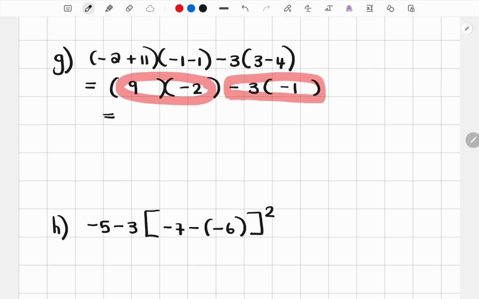Then we're left with a positive times a negative is a negative. 9 times 2 is 18. And a negative times a negative is a positive. 3 times 1 is 3. Negative 18 plus 3 gives you negative 15.